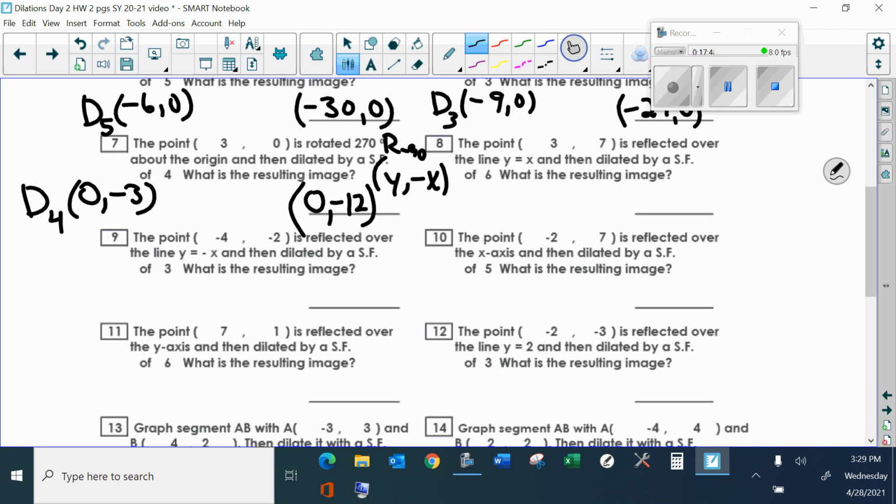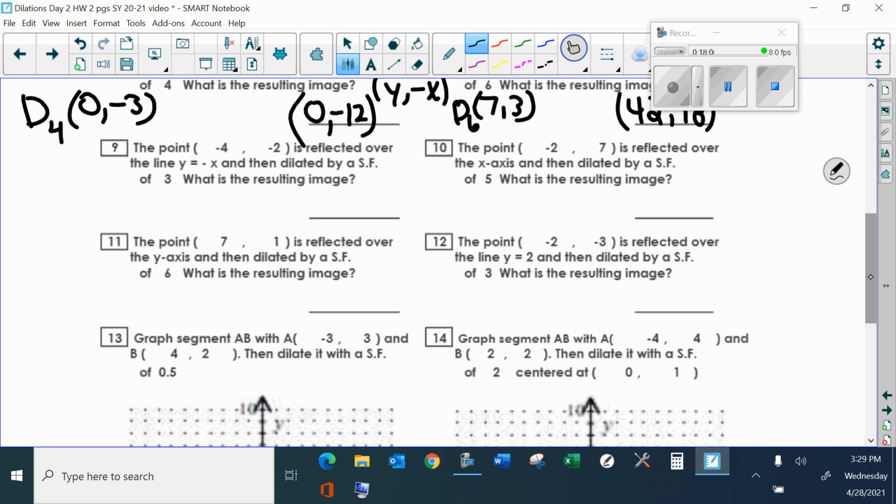There's my answer. The point (3, 7) is reflected over the line y equals x. What's the rule for that? Reflection over y equals x just becomes (y, x). So just switch them, (7, 3), and then dilate it by 6, makes it (42, 18).